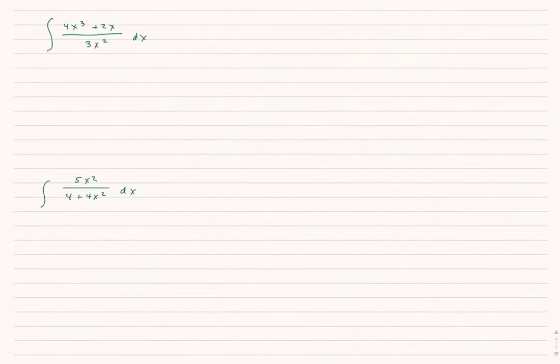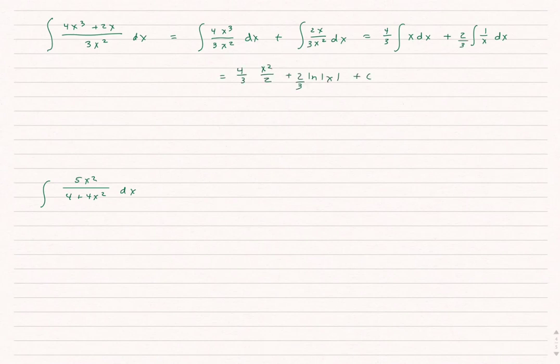For my first one, I'm going to do the same thing I've been doing, breaking this up into two separate integrals. When I do that, I'm going to simplify, and I get my final answer, after I included my missing 3 in the denominator for my second term, and this whole thing equals 2/3 times the quantity x squared plus natural log of x plus c.